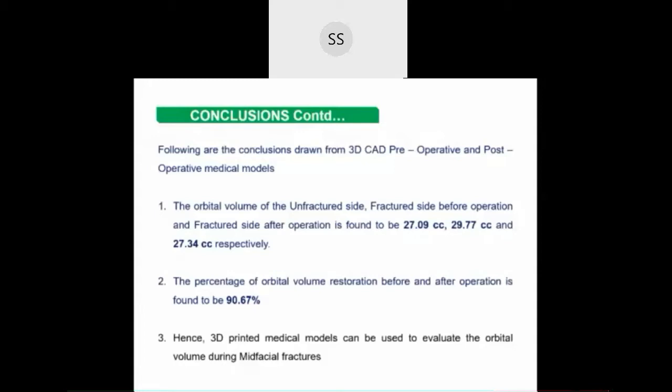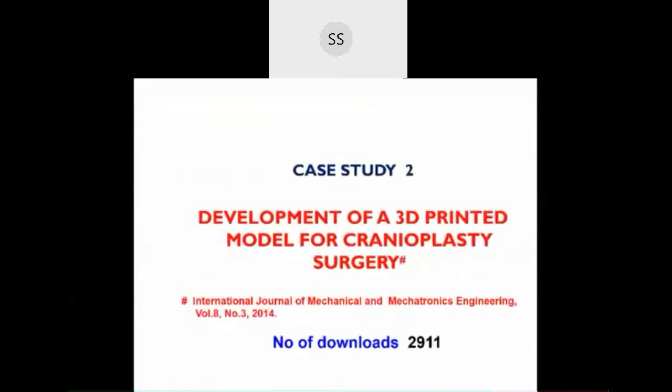That's what our aim is. So this is how 3D printing helps in orbital volume analysis. So let us see case two, development of a 3D printed model for cranioplasty surgery.